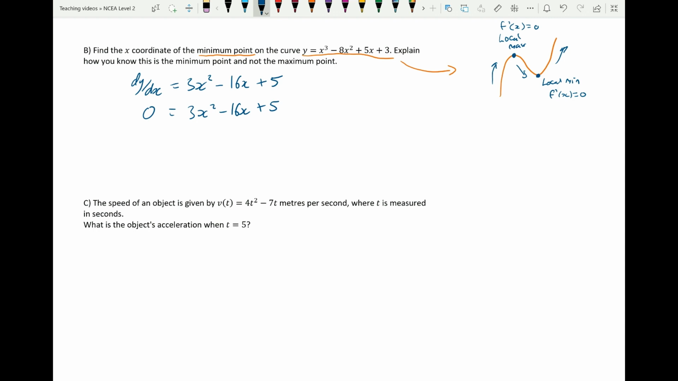Now, we've got three options here. We could try and factorize that, or we could use the quadratic formula, or the easiest way is to use your graphics calculator. So you go to the equation function and then polynomial degree 2, because this is a quadratic, and we'll just go 3, then negative 16, then 5, and solve, and we get two answers. We get x equals 0.333, or 1/3, and we get x equals 5.